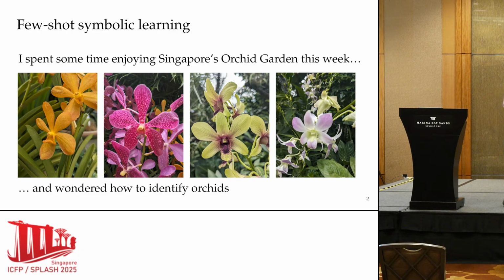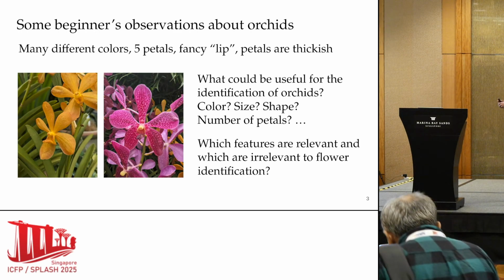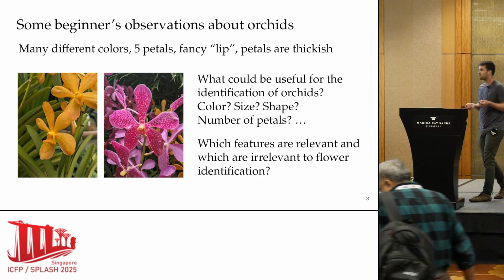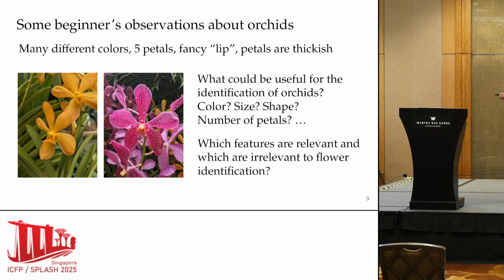I'm not much of an orchid expert, but I was looking at these flowers and wondering, how do you identify them? So many different colors of orchids, right? I thought there were 5 petals. It looks like there's a fancy lip in the middle. The petals seem fairly thickish. So what could be useful for the identification of orchids? Is it the color? Is it the size, the shape, the number of petals, how big the plant is? So which features are relevant and which are irrelevant for identification of flowers?